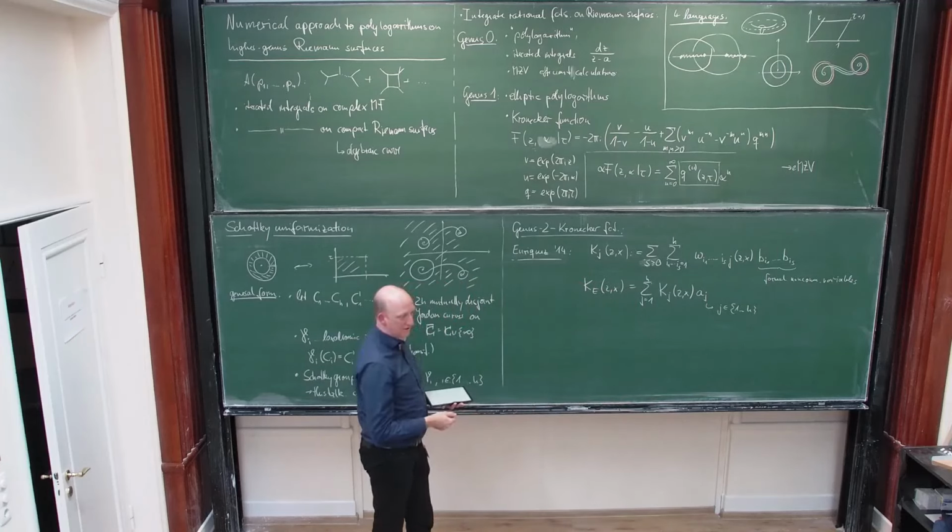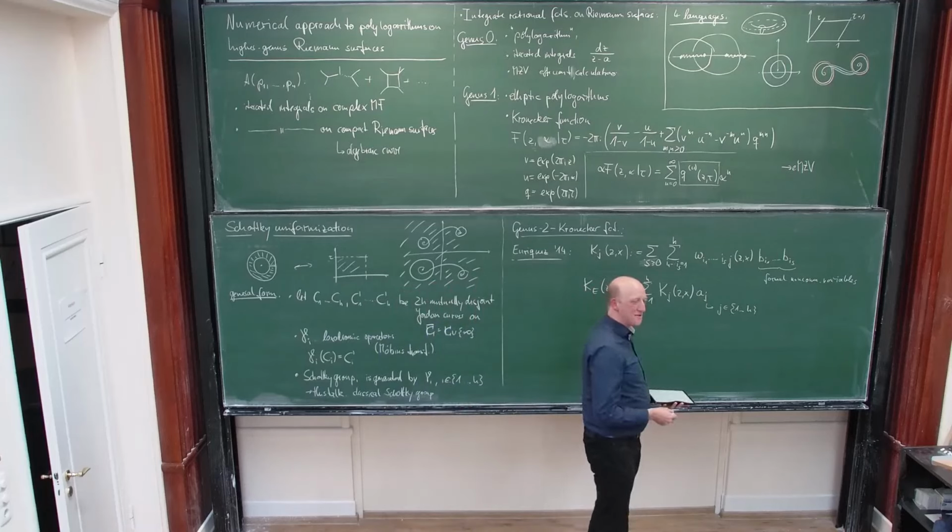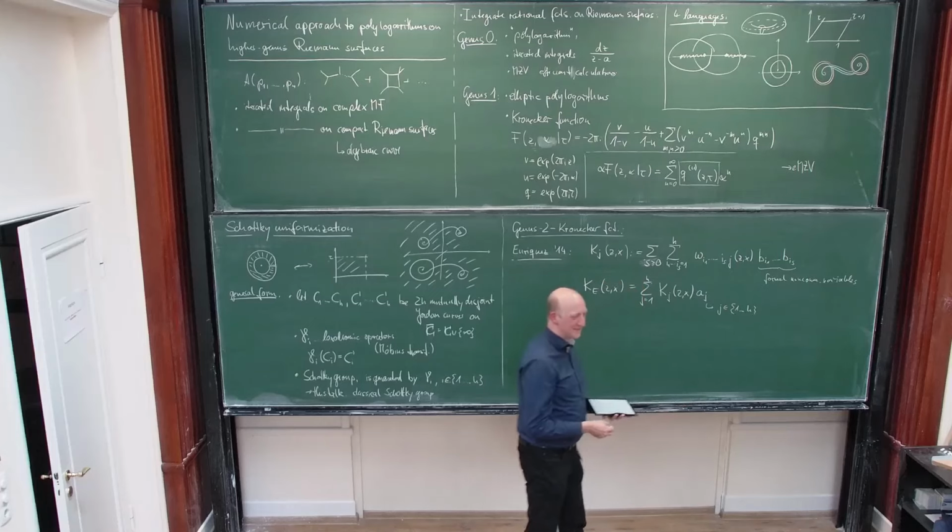But then you have to define them. In the previous case, it was dz over z minus a. Is there a formula for these things? There is no closed formula for those things, and I would be very happy if... Well, is there any description?